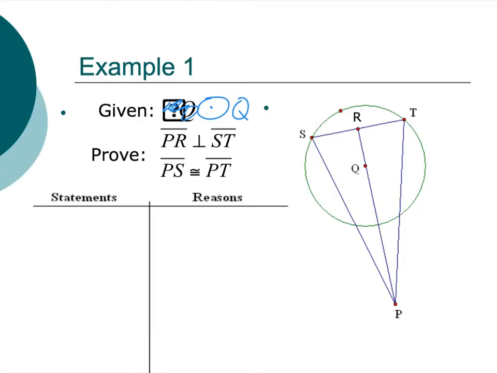All right, sometimes the formatting gets a little bit messed up in the transfer from PowerPoints to this program. So that's circle Q, not question mark Q. I've also got that PR is perpendicular to ST. Ooh, that's a lovely little piece of information. I'm just going to go ahead and jot in a right angle right there. And then I want to prove that PS is congruent to PT.